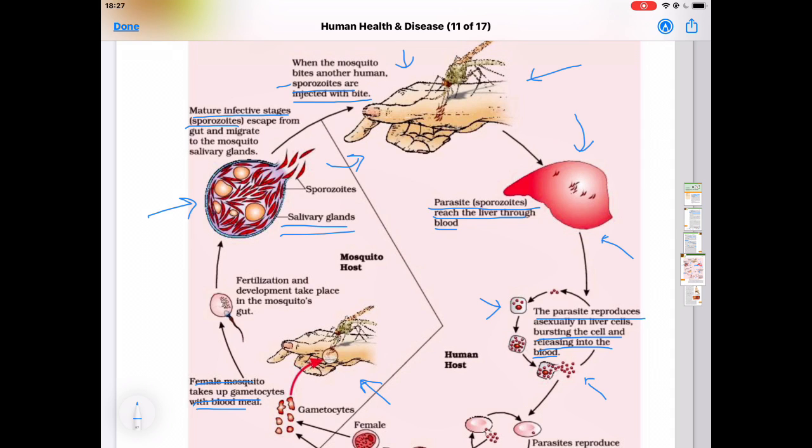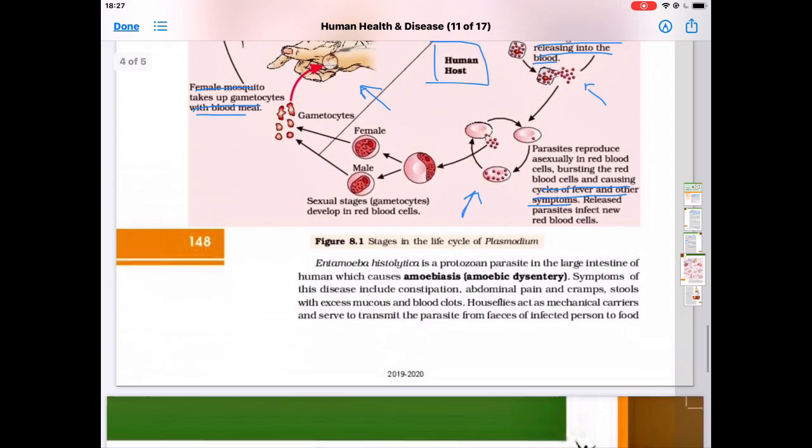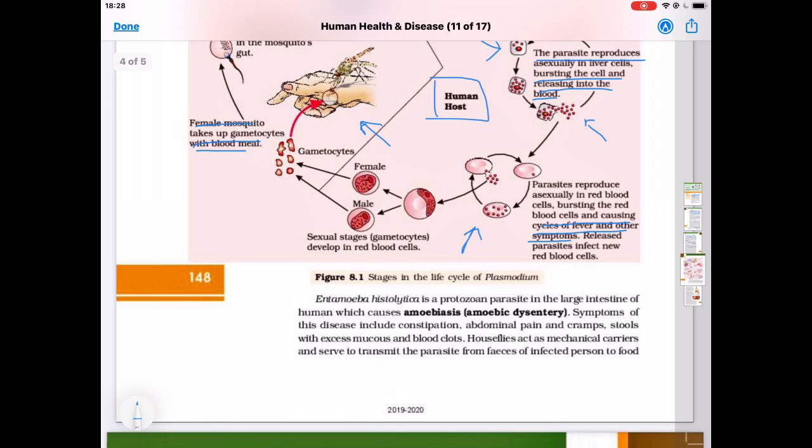It is interesting that the malarial parasite requires two hosts, human and mosquito, to complete its life cycle. The female Anopheles mosquito is the vector, which helps in transferring the disease causing pathogens. So this is a very important diagram, figure 8.1. Learn this diagram, practice this diagram. From here the question can come: explain the life cycle of Plasmodium.